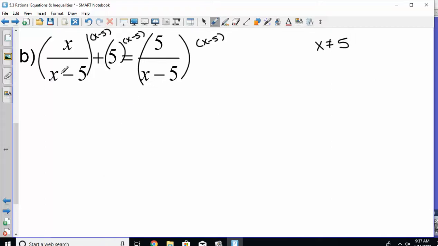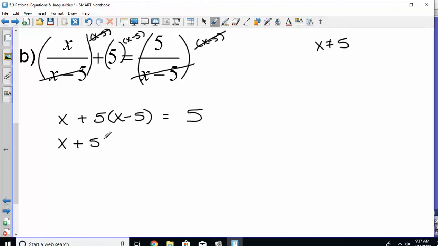So in the first term, what happens? X minus 5 cancel, and all we have left is an x plus, second one was just a 5, so you have 5 times x minus 5. Last one, the x minus 5's drop, and we get 5. So if we remember, do you care if we go ahead and distribute? Not at all.